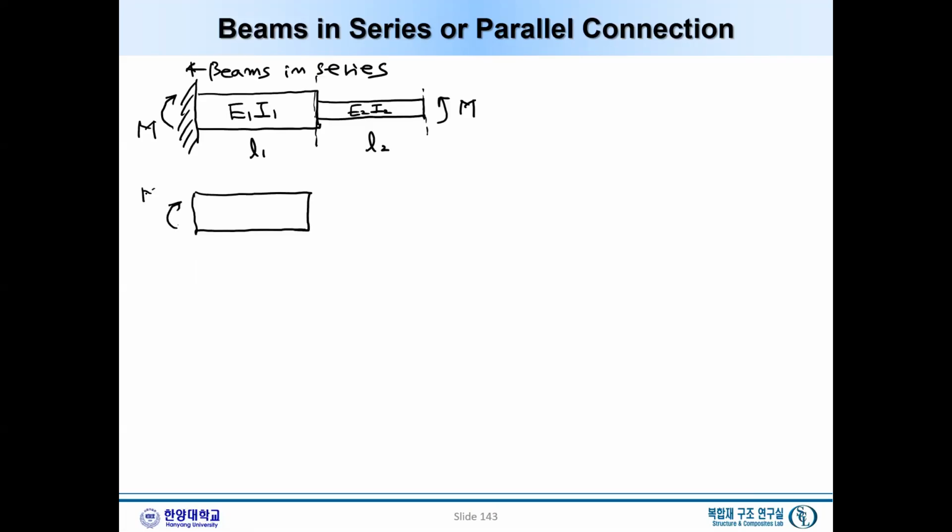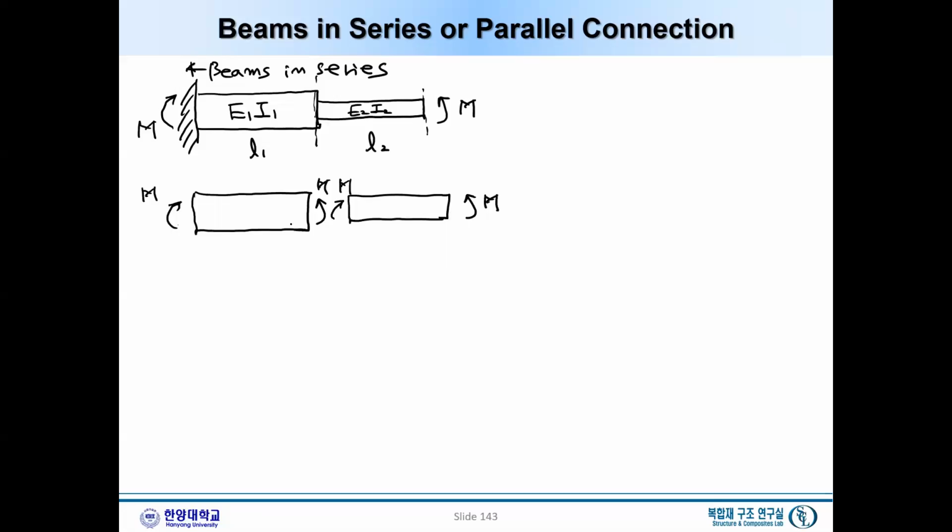So this is the M, and obviously there will be an M. And the second beam, we have a moment M, and there will be a moment. So this is obvious, and we can get all the reaction forces and reaction moments using the moment equilibrium.